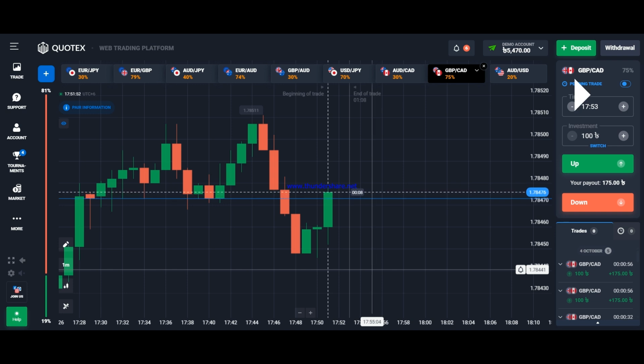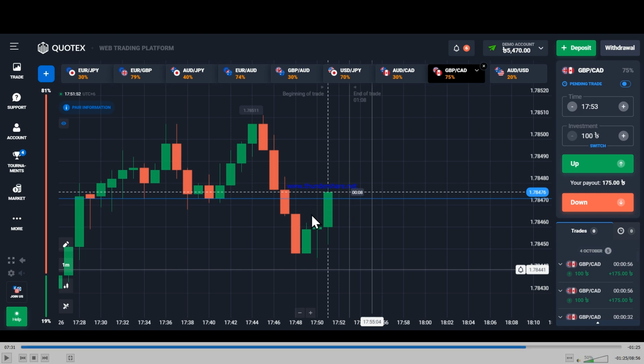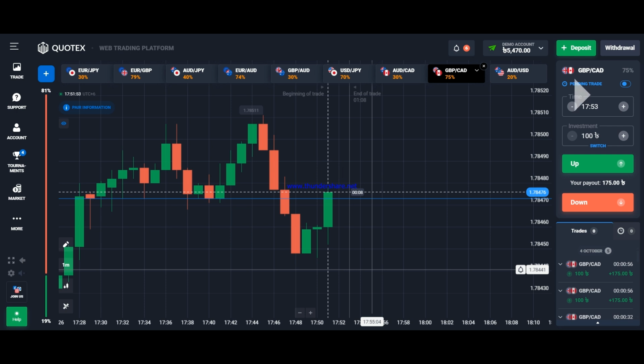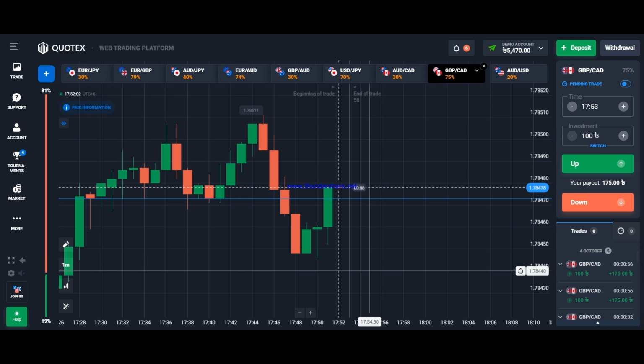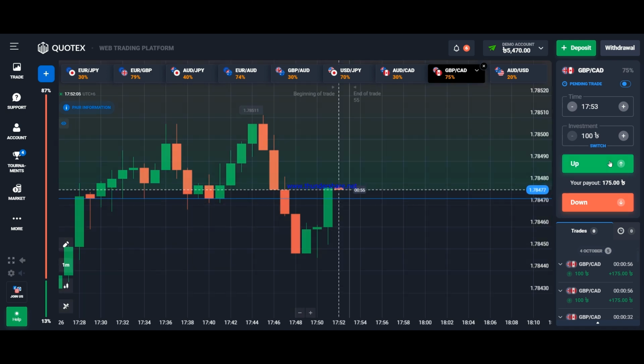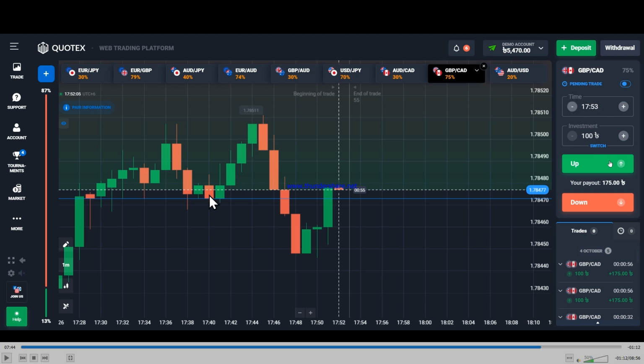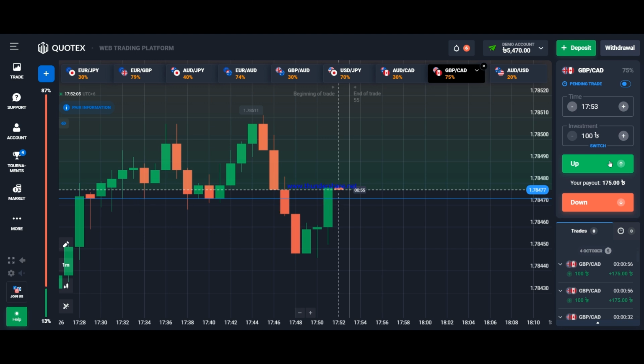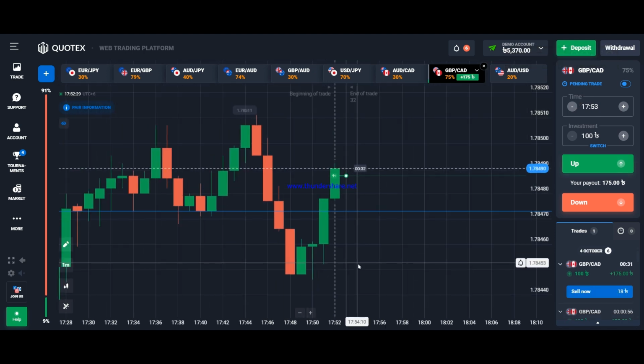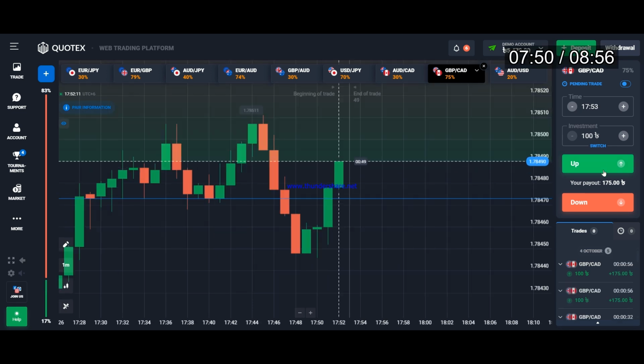It was broken by sellers, and sellers were so strong that they didn't even retest this level, and now they are retesting, but the buyers are very strong. You can see that buyers are so strong here that the sellers aren't able to close the candle below this higher low point. I think that's why I placed my trade for the up call option.